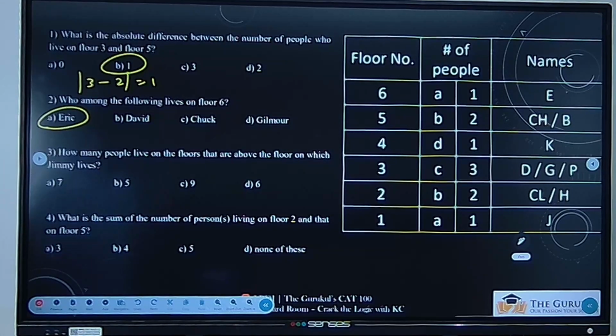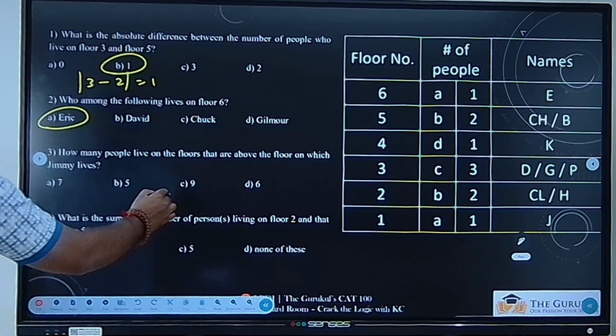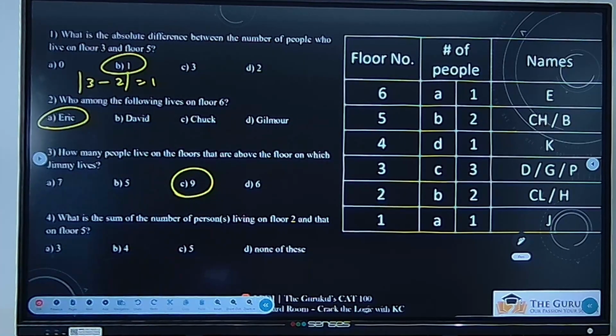How many people live on the floors that are above the floor on which J lives? J is living in the 1st floor. So how many people are living above him? Above him, there are 9 people. What is the sum of the number of persons living on floor 2 and floor 5? Floor 2 we are having 2 people. Floor 5 also we are having 2 people. Sum is equal to 4.